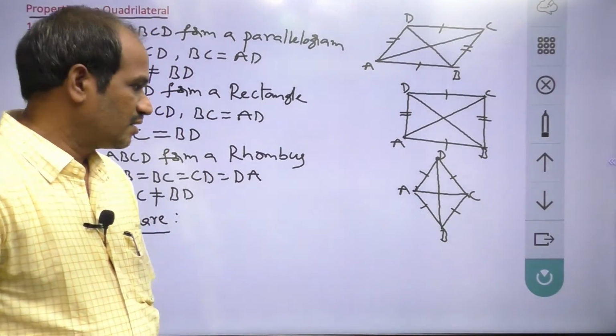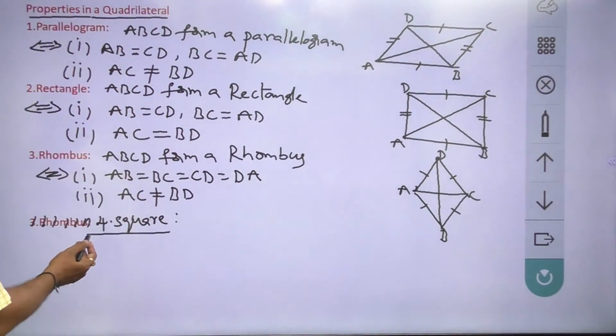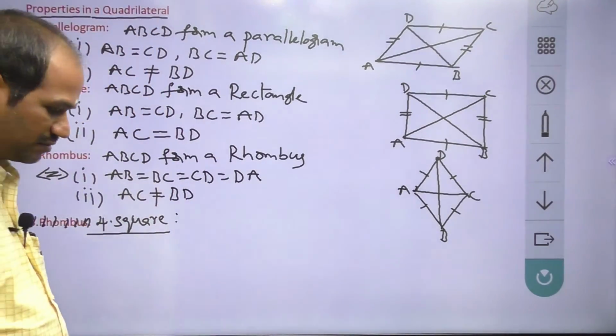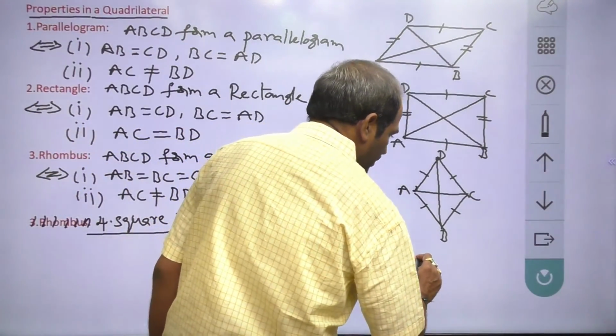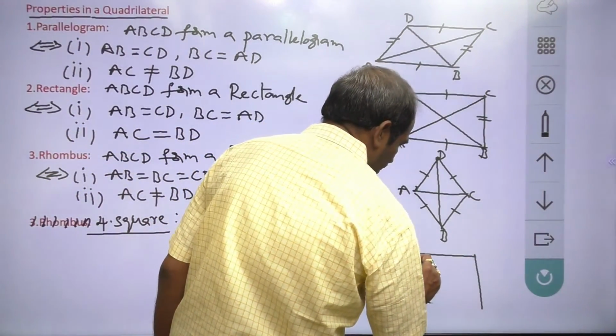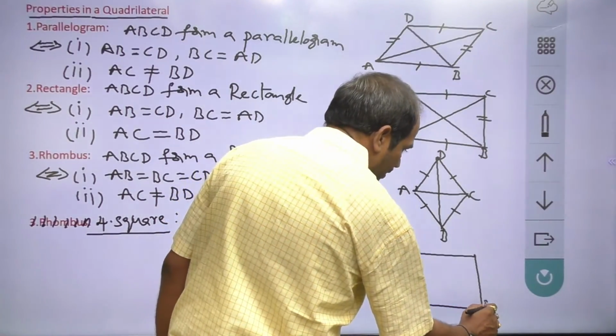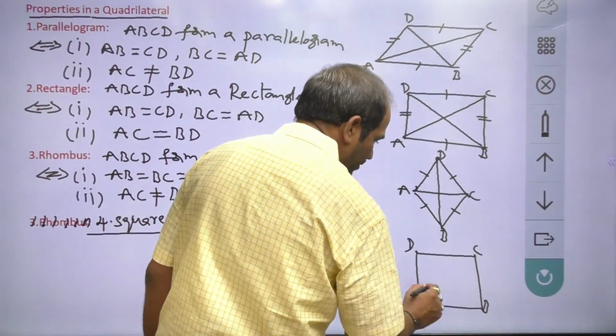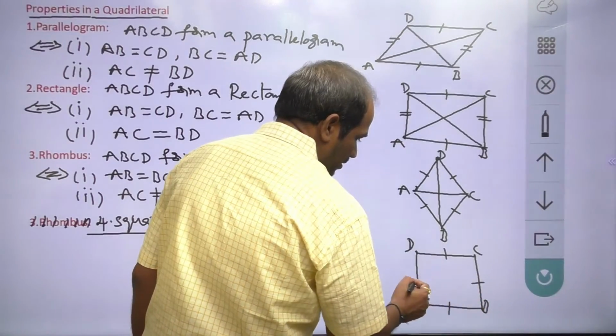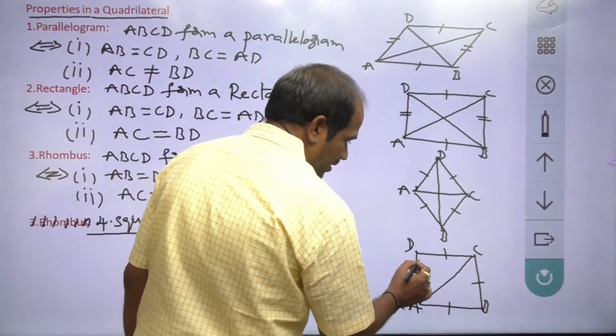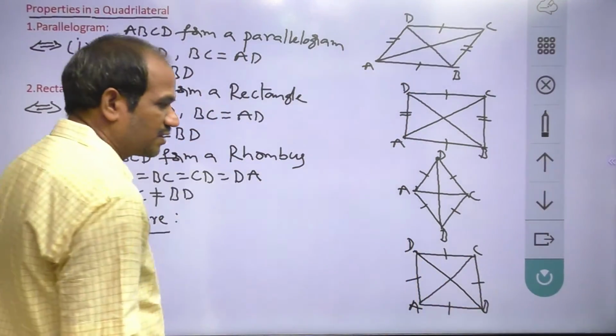Next, the square. Square means the lengths of all sides are equal, that is A, B, C, D. Next, the diagonals are also equal.